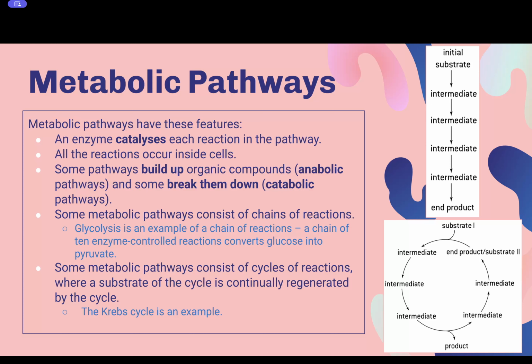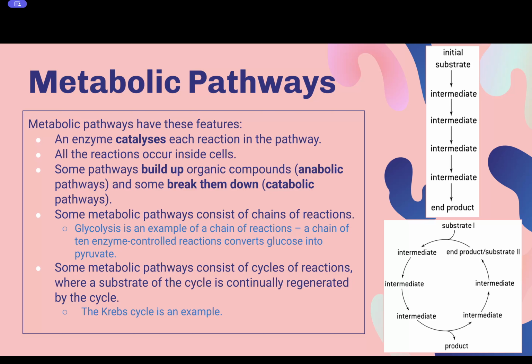Some pathways will either build up organic compounds, anabolic pathways, and some will break them down, which are catabolic pathways. So obviously you need to know anabolism, catabolism, and metabolism as part of unit 2. So anabolism is the creation of complex organic compounds from their simpler states, while catabolism is the breakdown of complex organic compounds into their simpler states.